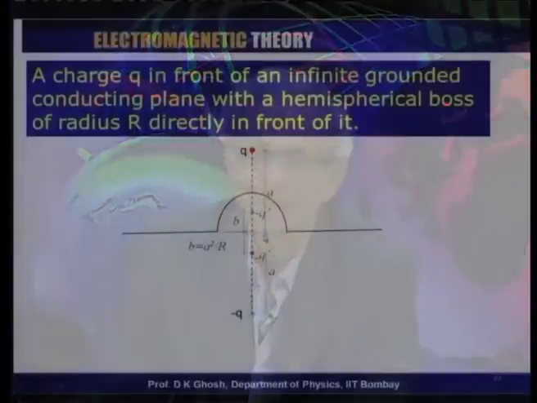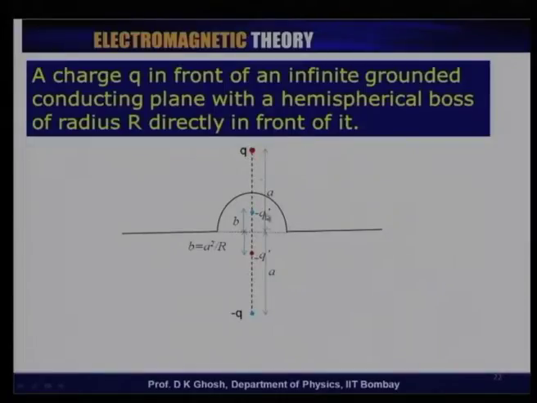This problem can be solved by the method of images, and that is done by realizing the following. I have a charge q at a distance a from the center, and so far as this hemisphere is concerned, it can be kept at zero potential by putting in a charge minus q prime, which is r q by a, at a distance b equal to r square by a. But remember that I also have to keep the infinite conductor at zero potential. So, I need two more image charges. One is the image charge of q due to minus q.